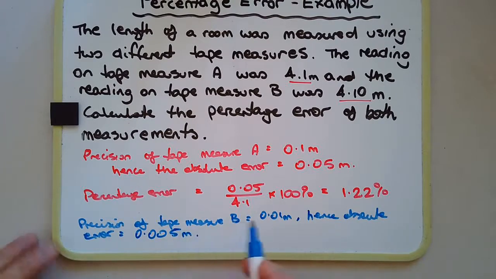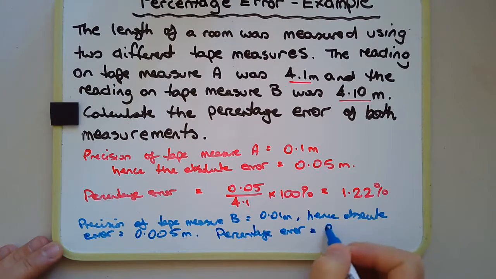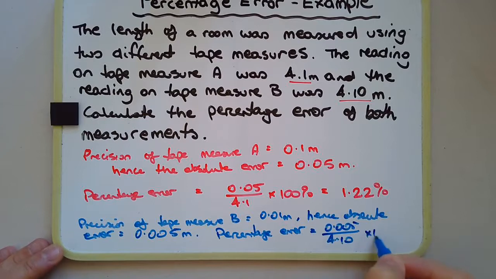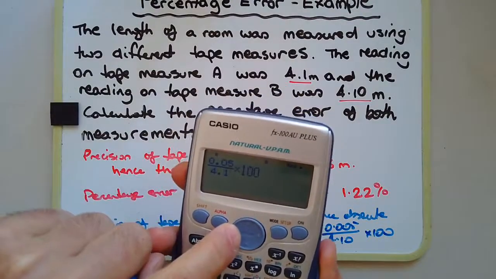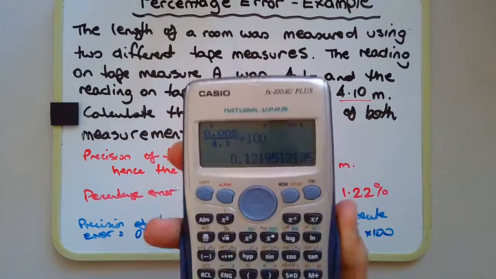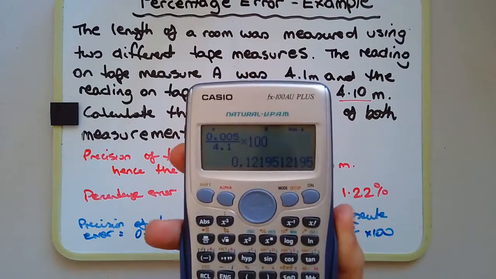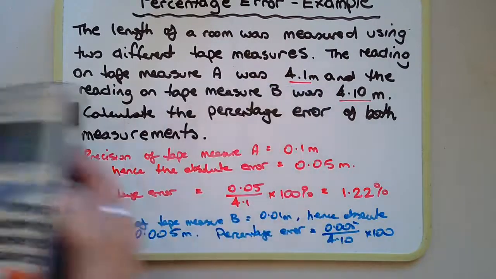So the percentage error, I'm running out of board space here, is equal to 0.005 over 4.10 multiplied by 100. We could just use the same calculation, and I would expect basically a tenth of the previous answer, so 0.122 or 0.12%.